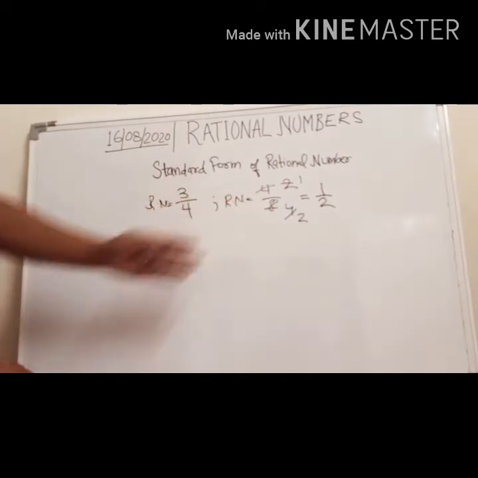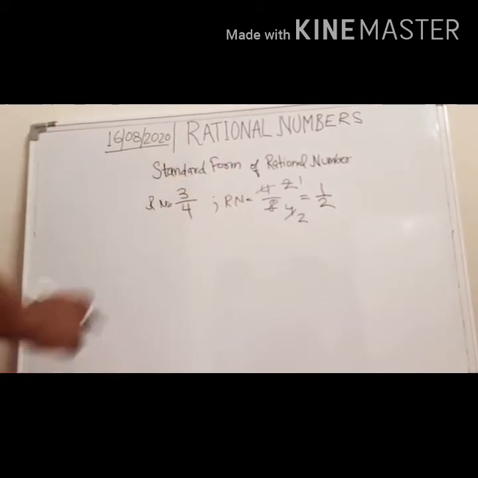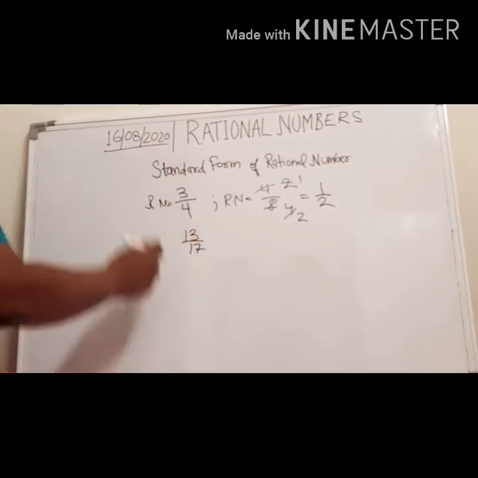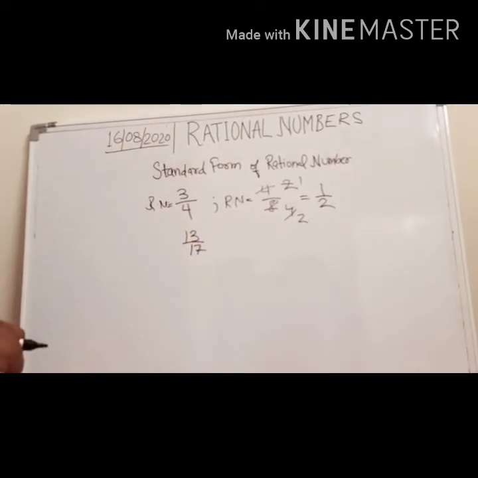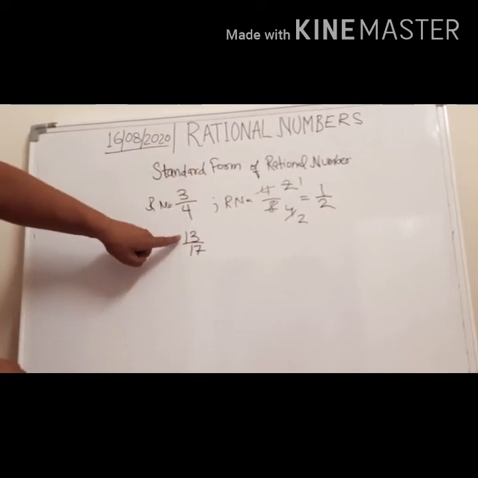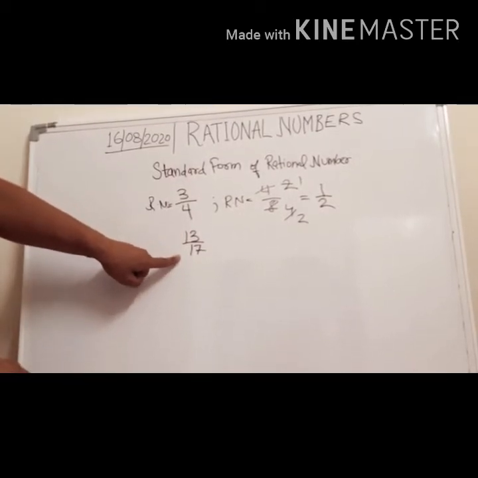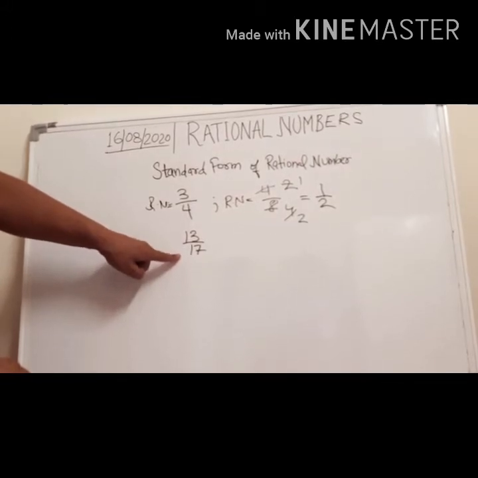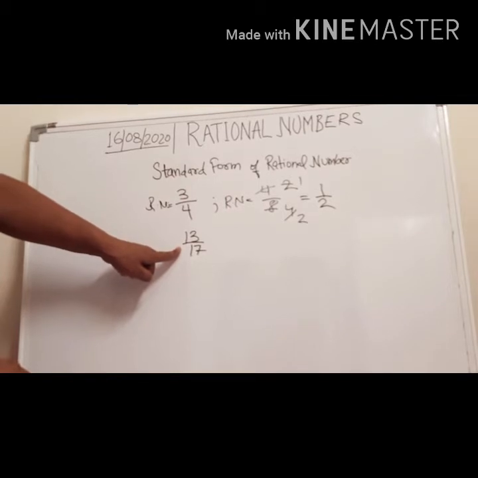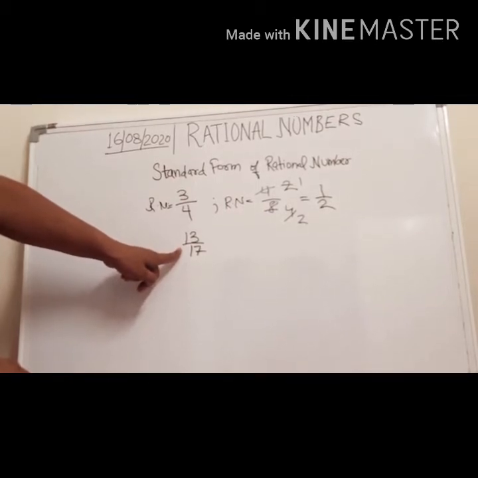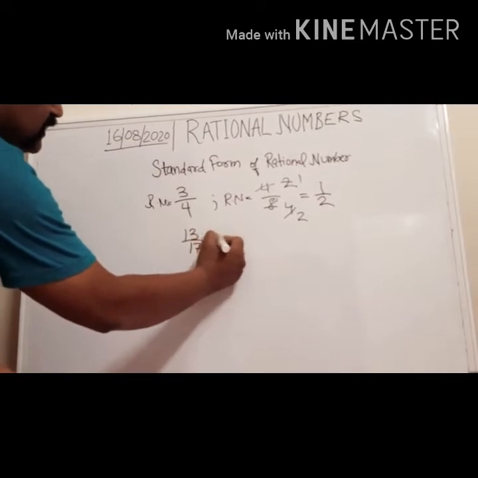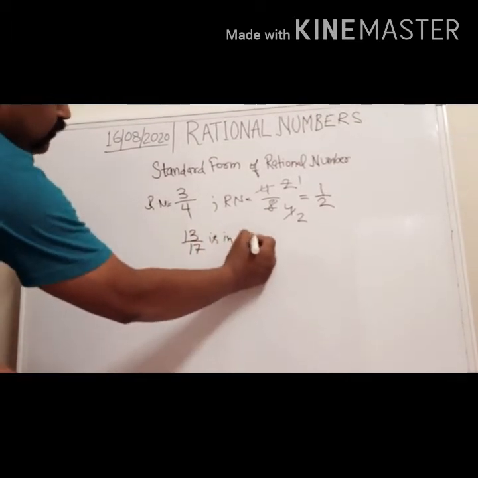Likewise we can check some other number, suppose 13 by 17, whether this number is in standard form or not. 13 and 17 are both numbers which have no common divisor between them. So it is in standard form.